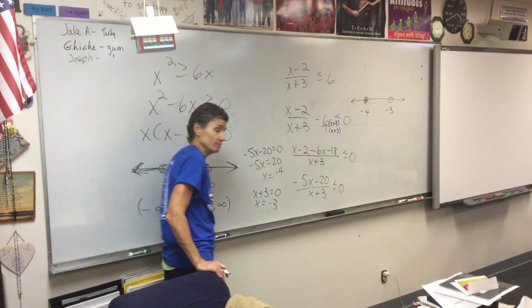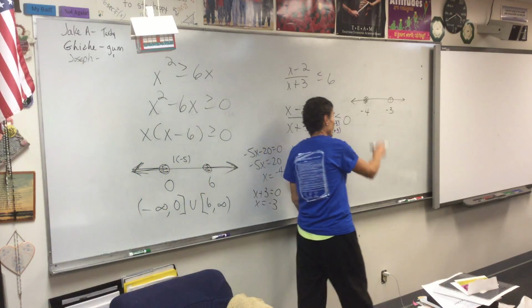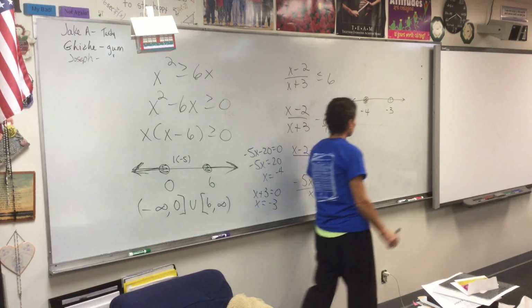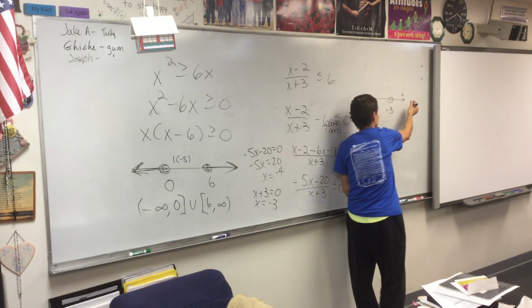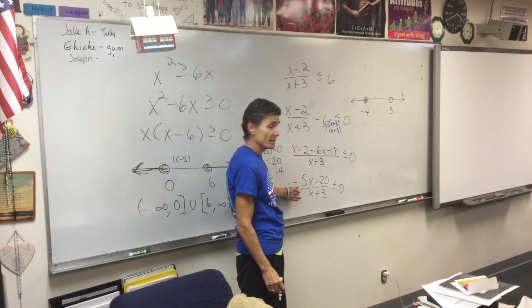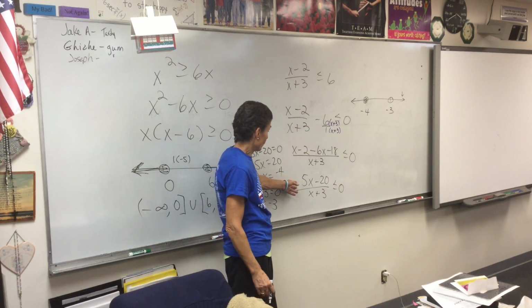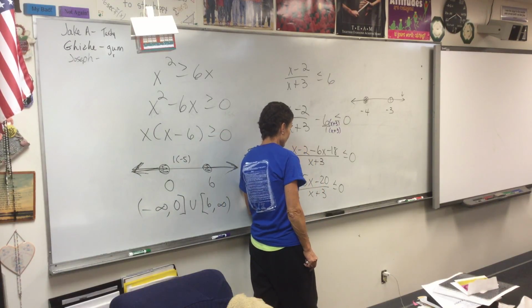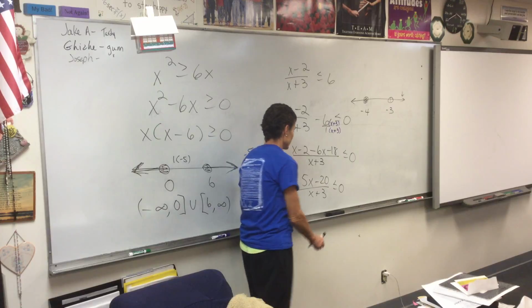Now I'm going to pick a number. Any number I want. I like 0. I'm going to pick 0. Now remember, 0's out here. This is where 0 would be on the number line. I'm going to try that number. I'm going to put it in right here, 0. When I put in 0, I get negative 20 over 3.